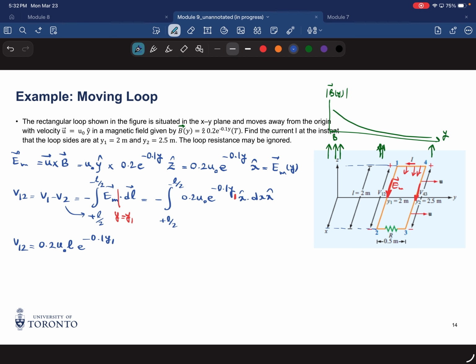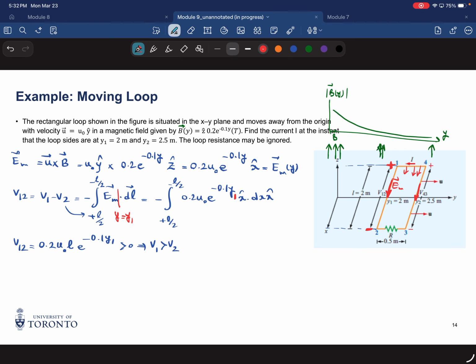Because when I'm integrating over dx, y is the only function that has a variable in it, but the variable doesn't matter because it's not changing by x. So this is a positive number, right? Which again suggests that V1 must be more than V2, which is a sanity check, perfect, because EM is in the direction from 1 to 2, and V1 must be larger than V2.